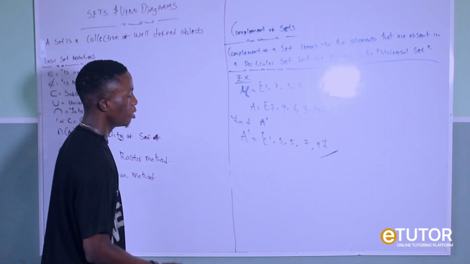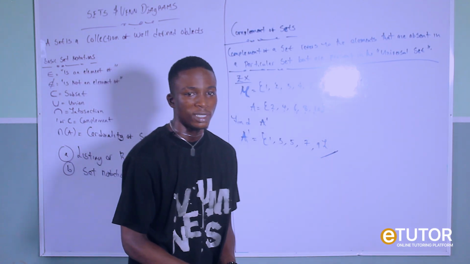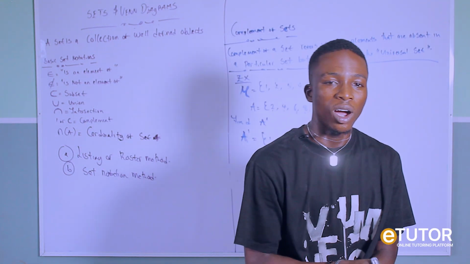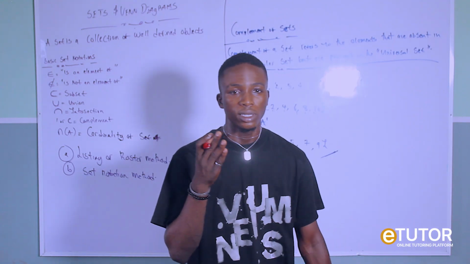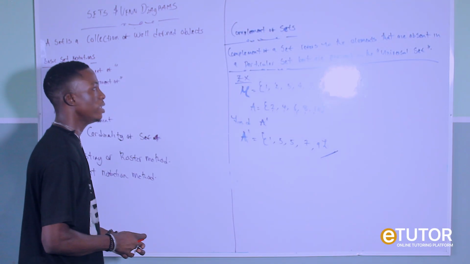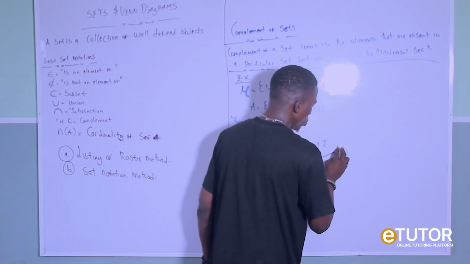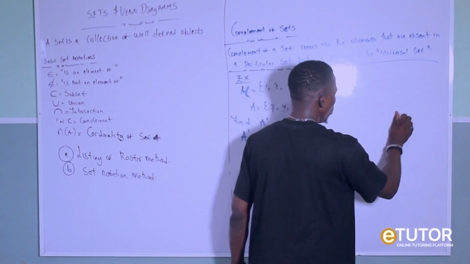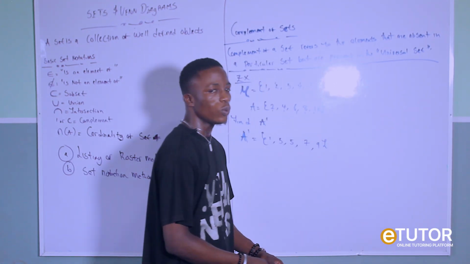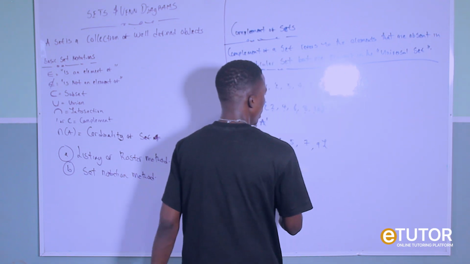So that is the complement of set A. The elements that are not present in that set but are present inside of the universal set. That is the complement of sets. So with all this, you should be able to solve most questions on that set. So now, that is the basics.